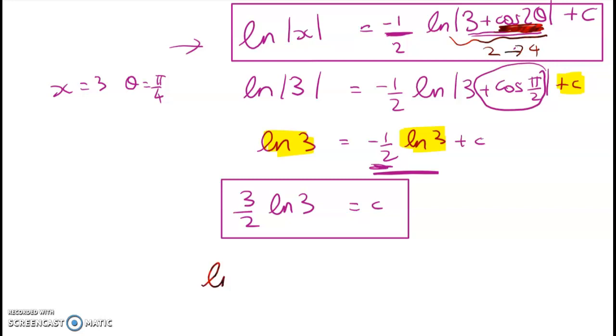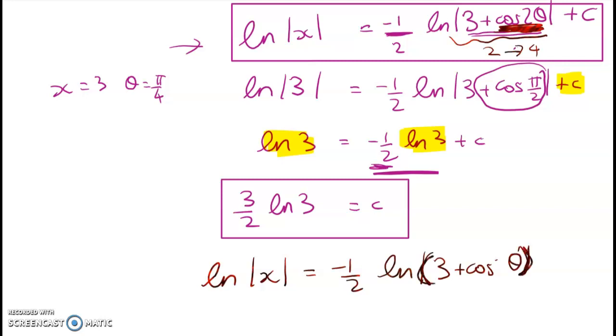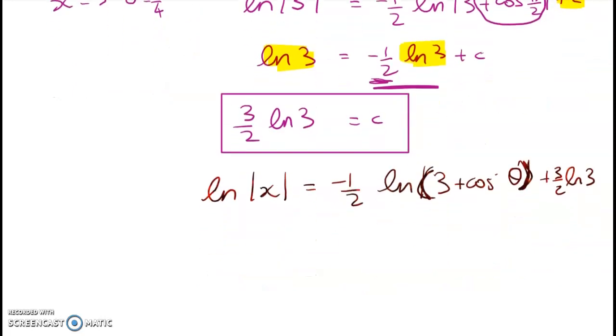This gives us the natural log of x is equal to negative 1/2 times the natural log of 3 plus cos of 2 theta. Oh, what am I doing there? I've got rid of them. Plus 3 over 2 times the natural log of 3. Cleaning this up a bit, I can combine my logs by taking out a factor of 1/2. So I've got 1/2 times 3 log 3 minus the log of 3 plus cos theta.